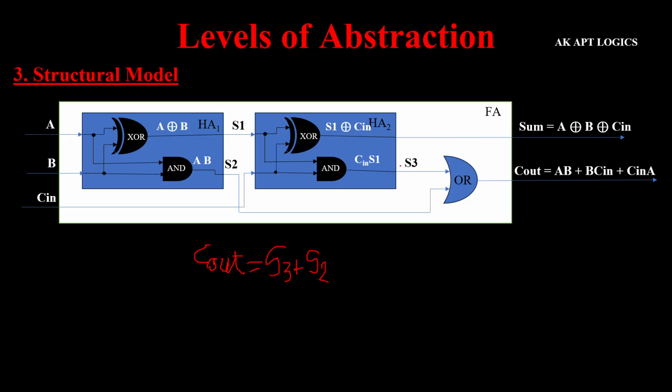From this OR gate we are going to get S2 OR with S3. I have written it here, and C out will be equal to S3, which is nothing but C in AND S1, plus S2, which is nothing but A and B. You can see over here A and B, and S3 is C in AND with S1, where S1 is nothing but A XOR B.